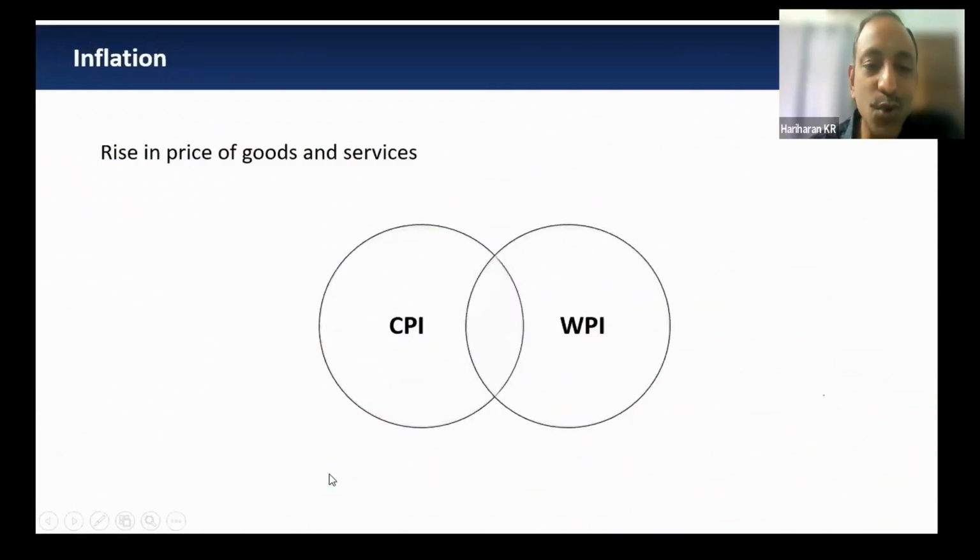Inflation. Now, all of us know what is inflation. Generally speaking, it is the rise in price of goods and services. And there are different types of inflation that are getting reported. We will look at two important ones. One is called CPI, the other is called WPI. WPI stands for Wholesale Price Index, and CPI stands for Consumer Price Index.